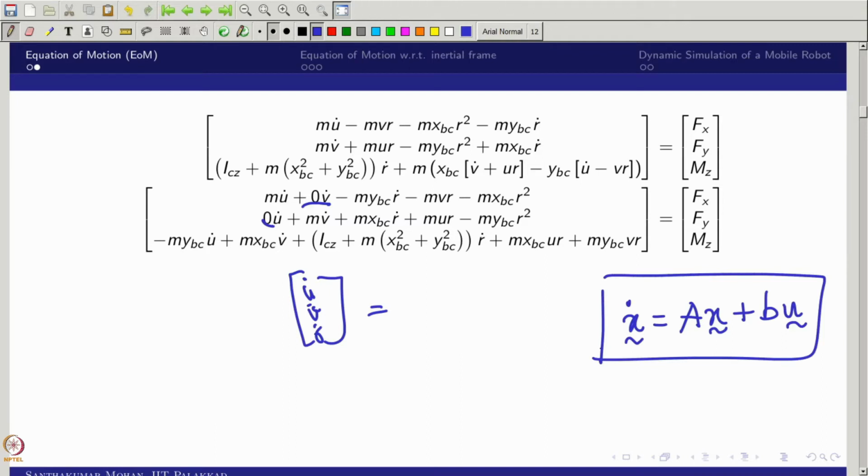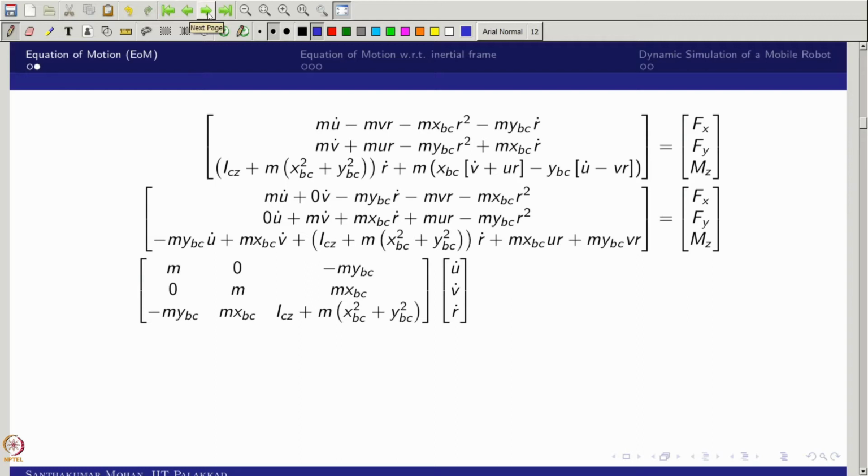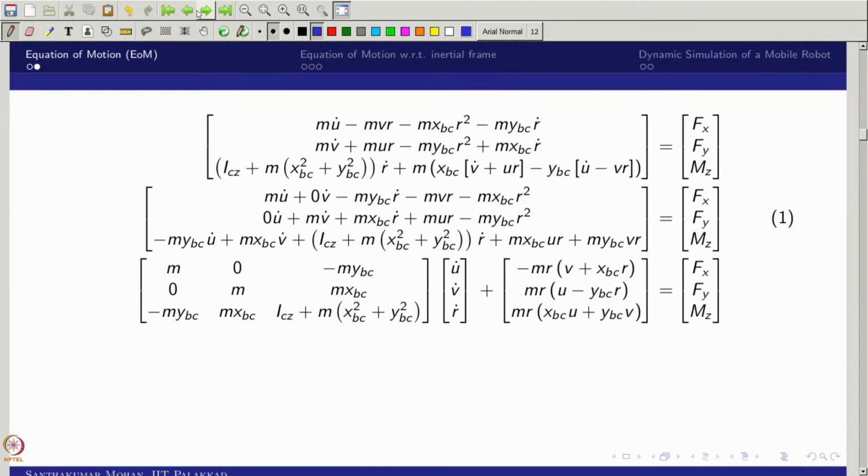So I am rewriting this in a matrix. You can see these are the coefficients related to u dot, v dot and r dot, and the remaining terms I am putting as a simple vector, equal to the forces which are given. This particular matrix, hereafter, we are going to call the inertia matrix. Why? It is purely based on the inertia, but this matrix has a speciality.